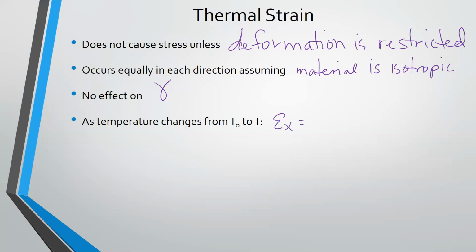All right, so as our temperature changes from some initial T0 value to a final value of T, it wants to have these strains in the three directions, and their magnitude will be equal to the coefficient of thermal expansion times the temperature change. The reason is that this coefficient of thermal expansion is, by definition, the amount of strain that occurs when the temperature changes.